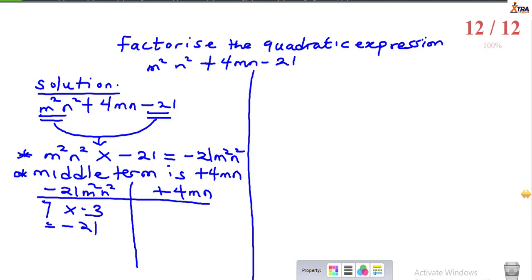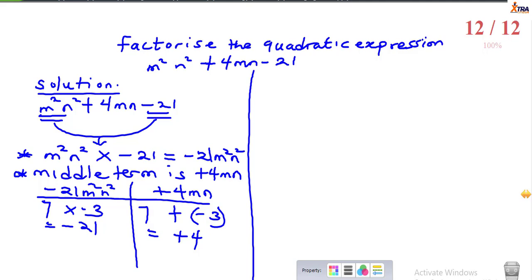Then I have on the other side the same, but this time around I'm finding the sum, so that when I find the sum of 7 and minus 3, what am I going to get? Of course, that will give me plus 4. So it works. 7 times minus 3 is minus 21. 7 plus minus 3 on the other side is plus 4.